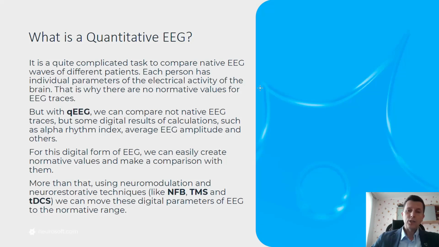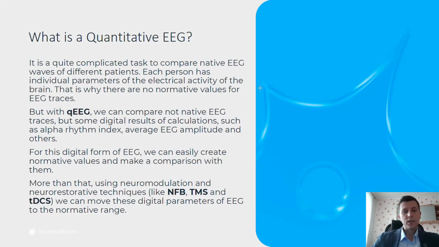Comparing EEG with native EEG traces is not an easy task, but if we have a computer-based analysis, if we have digits instead of native EEG traces, we can easily compare EEG of different patients or EEG of one patient over time. And after comparing, we also can make some recommendations of treatment for such EEG, for example, with methods like neurofeedback, transcranial magnetic stimulation, transcranial direct current stimulation, and others.